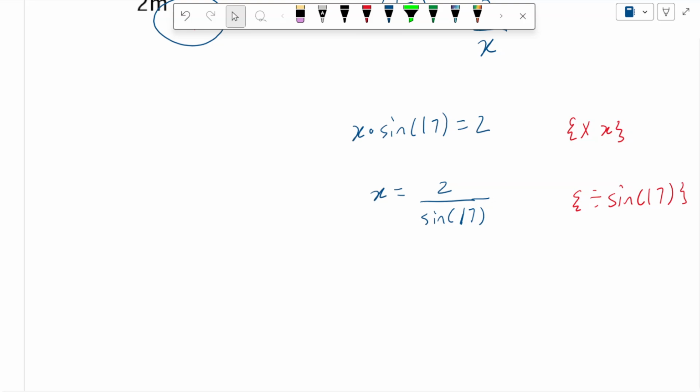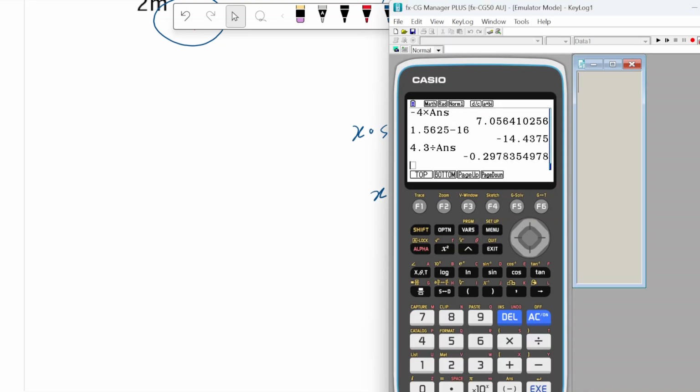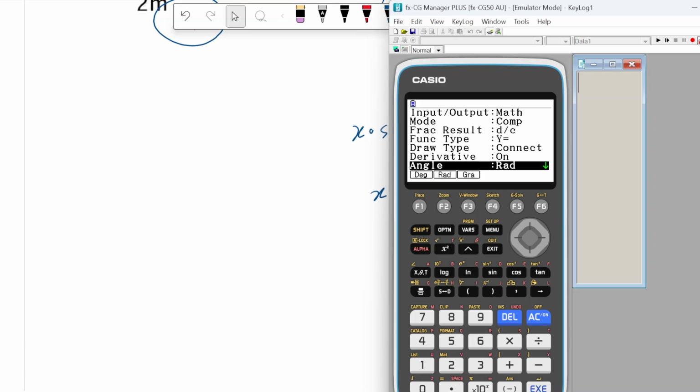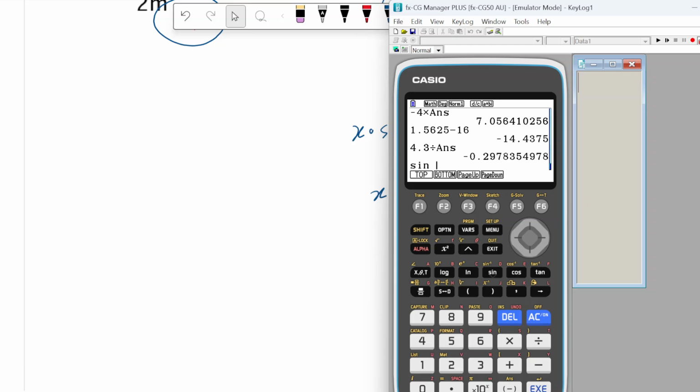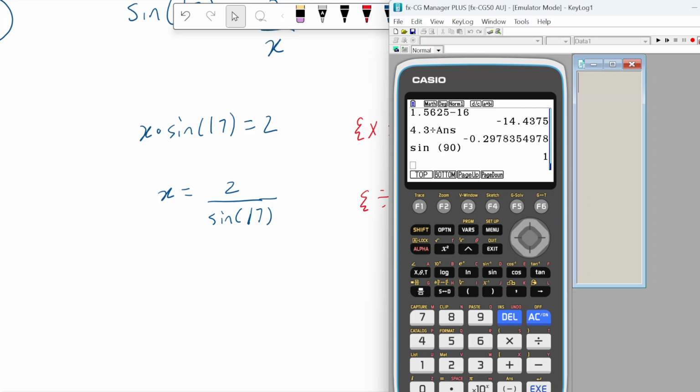But now that we've got that, it's just a matter of putting this into a calculator. So you want to make sure you're in degrees. This is Shift, Setup, and go down to measure the angle in degrees, so that's F1. If you're not sure whether you're in degrees, you can do something like sine of 90, and as long as you get 1, then you should be all good. You're in degrees. Radians is just a different way to measure angles, which we'll learn about soon.